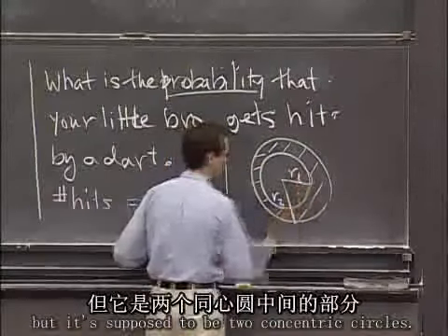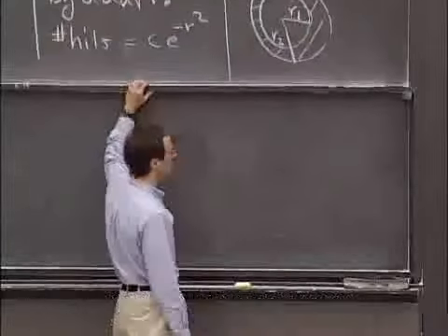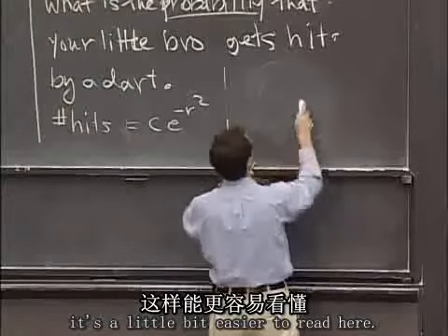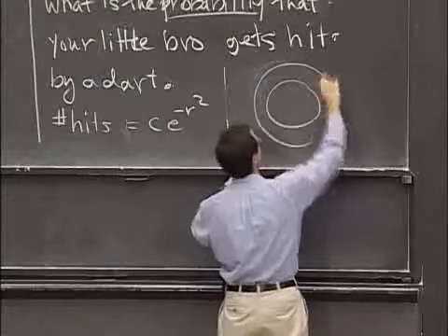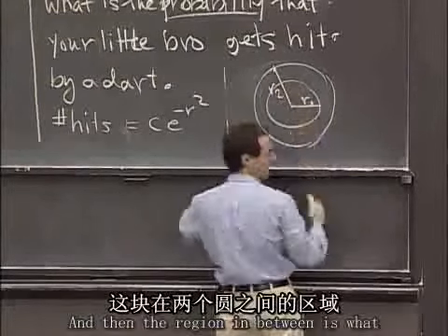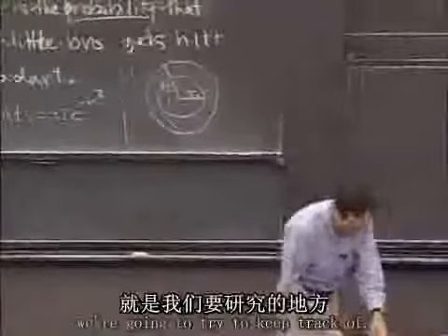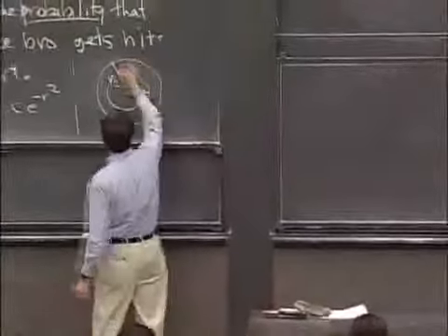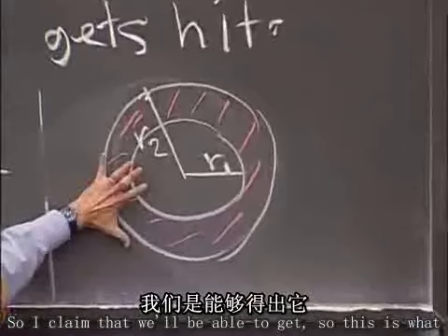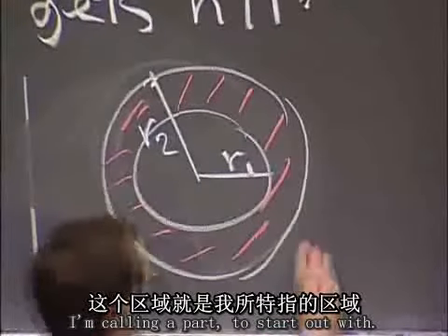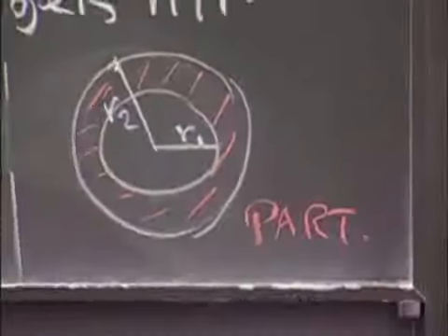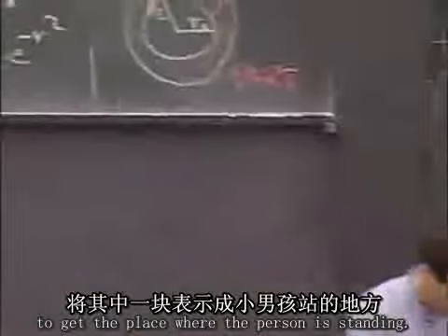It's supposed to be two concentric circles. Maybe I should fix that a bit so that it's a little easier to read. So here I have radius r1, and here I have radius r2. The region in between is what we're going to try to keep track of. This is what I'm calling the part, to start out with, and then we'll take a section of it to get the place where the person is standing.